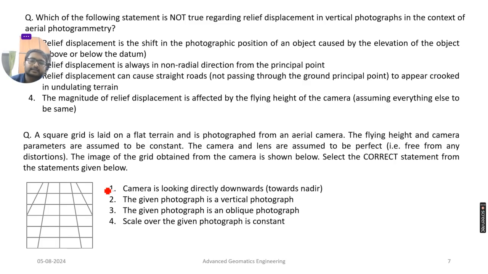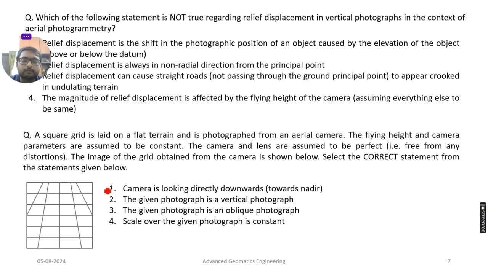Exactly. Why? Because if it is a vertical photograph, then every grid cell you see would be a square or rectangle, and the scale will be the same if it is at 90 degrees. The other three options are for a view where we look at the object exactly at 90 degrees. But if it is tilted, what was the threshold for considering whether a photograph is tilted or oblique?